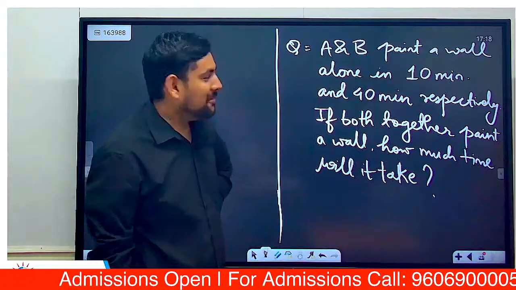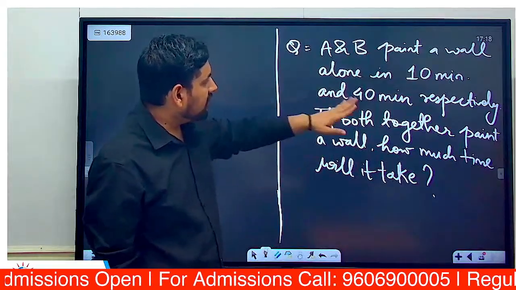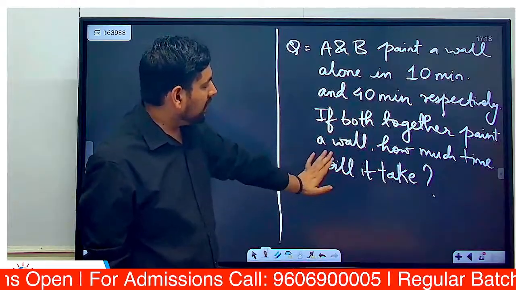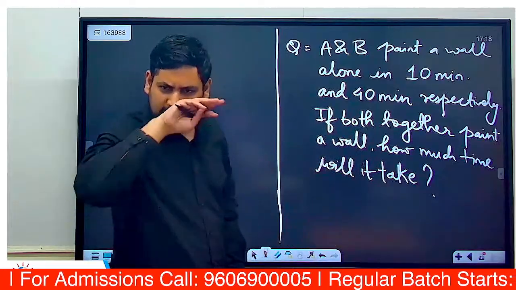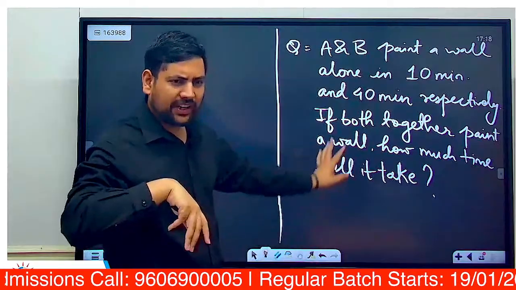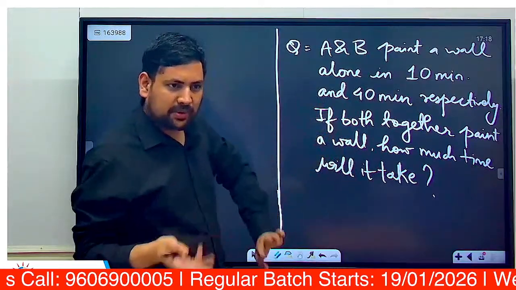Okay, so A and B can paint a wall alone in 10 minutes and 40 minutes respectively. If both together paint a wall, how much time will it take? Now, just understand the process. You can find this one. This is easy. Understand the process, how we do this.